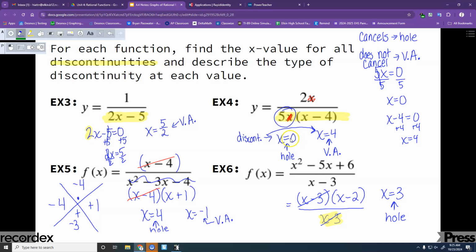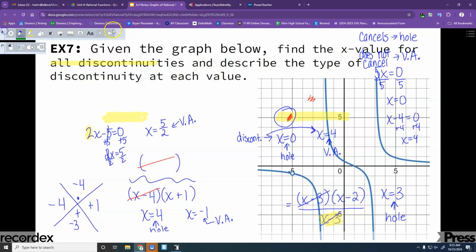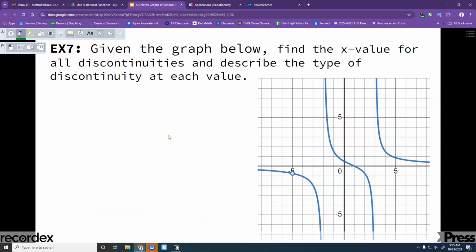And that is why it's really helpful to know how to do this by hand, because it's not always easy from the graph. All right, got a couple more slides, and we'll be done with this part. Okay? All right, so given this graph, I want to find all x values for the discontinuities and describe the type of discontinuity. So sometimes you do it from a graph, you don't even have the equation.